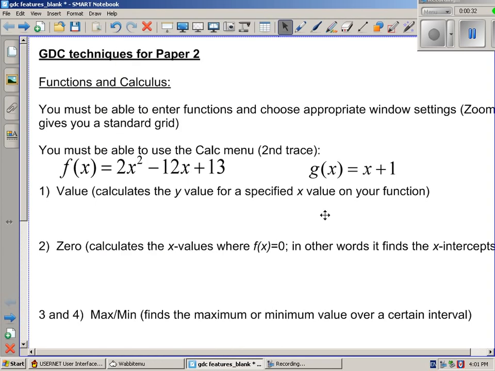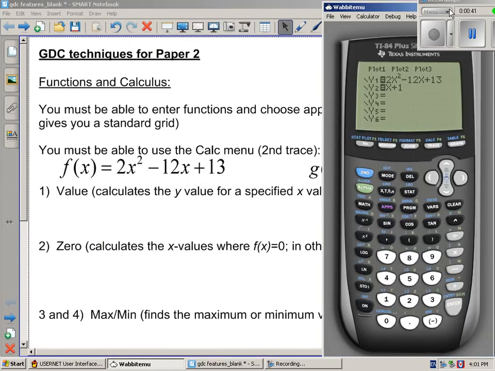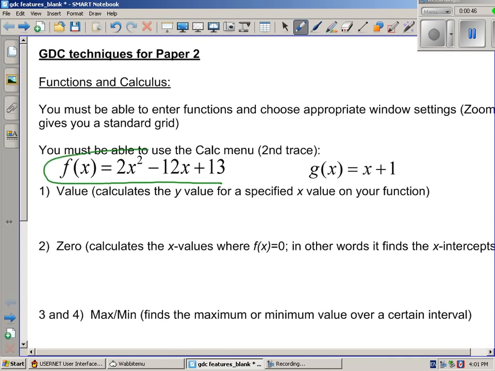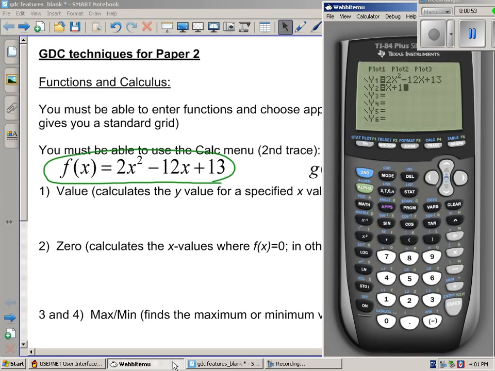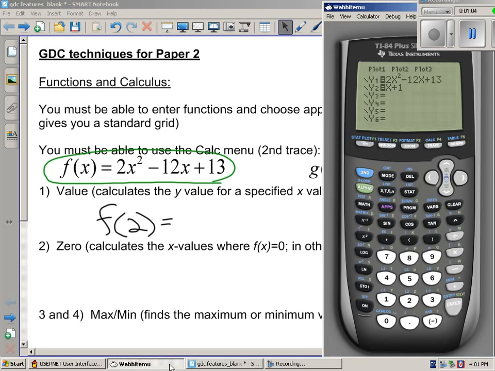You have to be able to do some basic things with the function menu. So you need to be able to use the calc menu on your calculator. Let's suppose we wanted to use this function here: f of x is 2x squared minus 12x plus 13. All I'd have to do is put it into my calculator. I've got it in there for y1. And if I wanted to find, say, f at 2, rather than doing it by hand, which really wouldn't be very much work at all, I can always go to the graph.